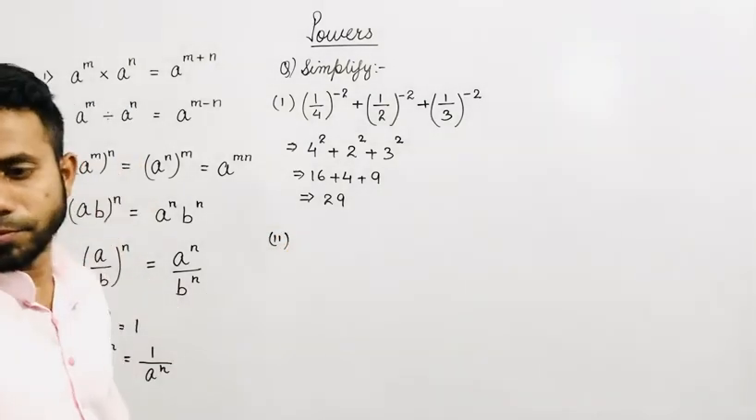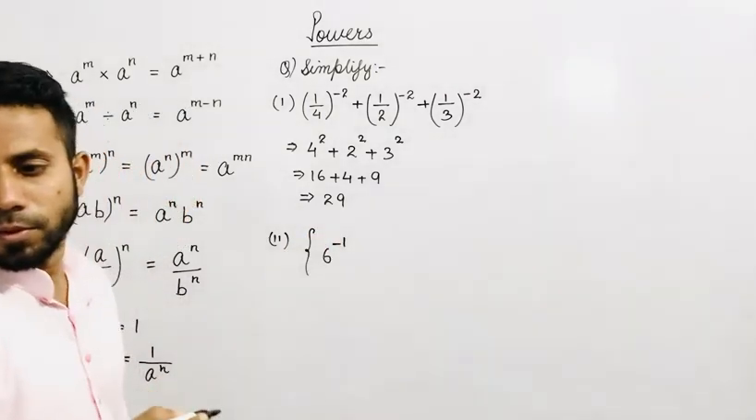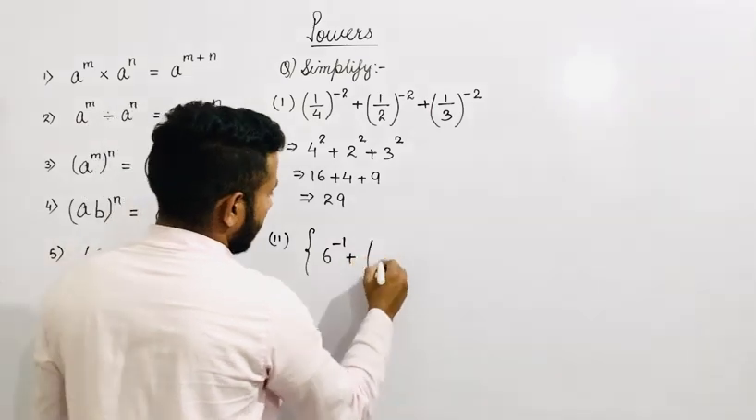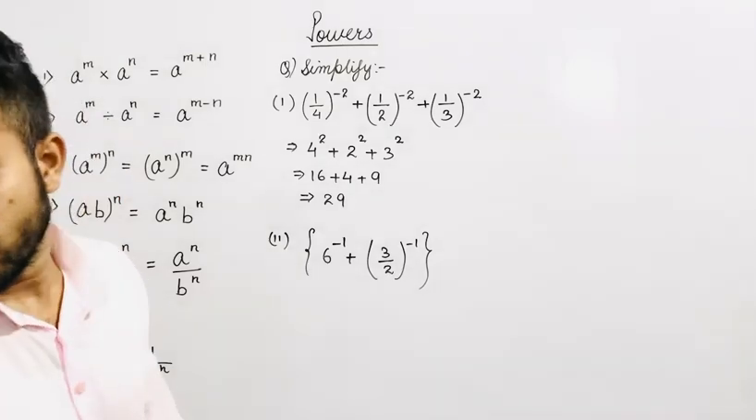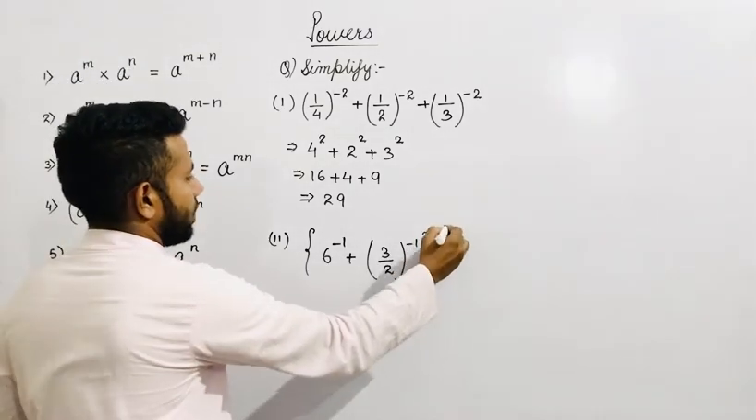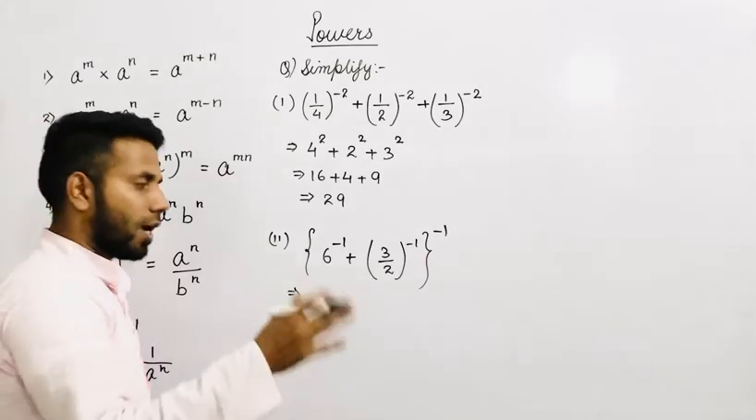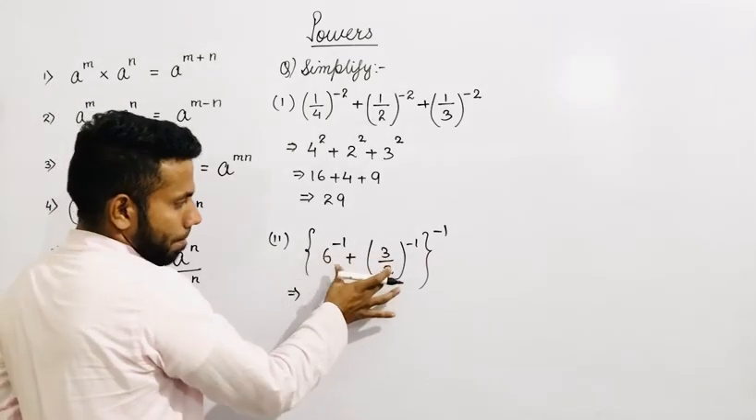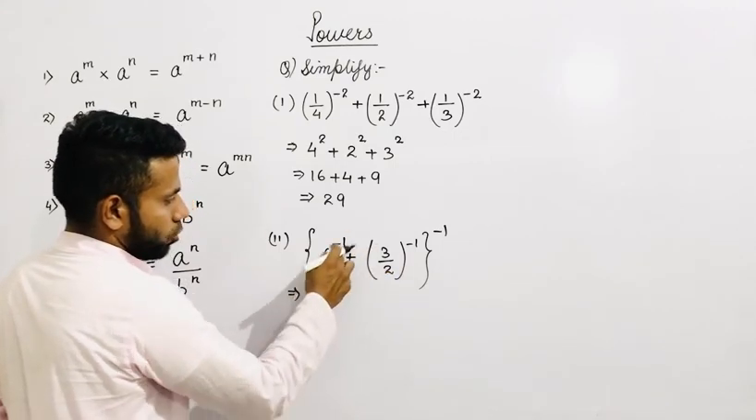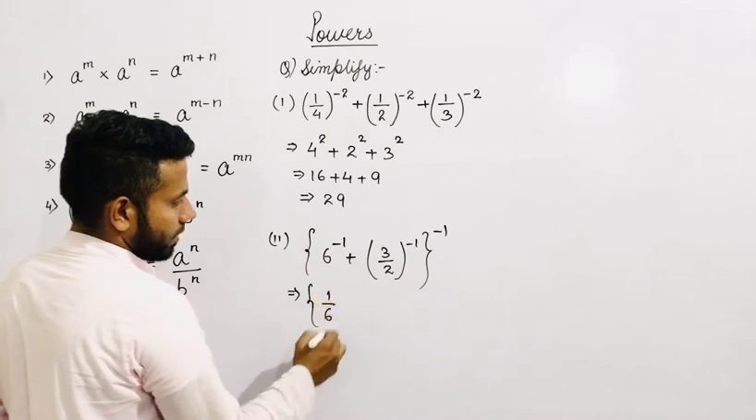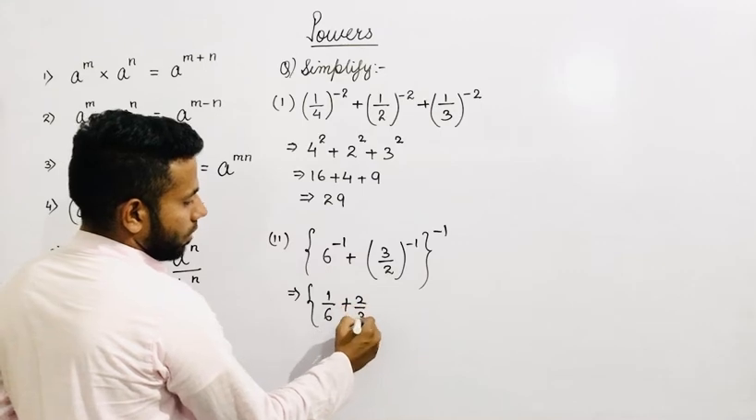The question is: 6 to the power minus 1 plus 3 by 2 to the power minus 1, whole to the power minus 1. Now look, we go by process. What we have studied, we will go by that process only. Converting the inside brackets first into positive power. 6 to the power minus 1 becomes 1 by 6, plus 3 by 2 to the power minus 1 becomes 2 by 3.